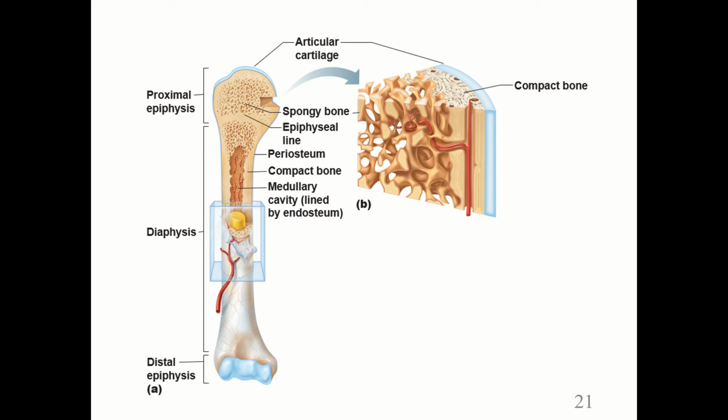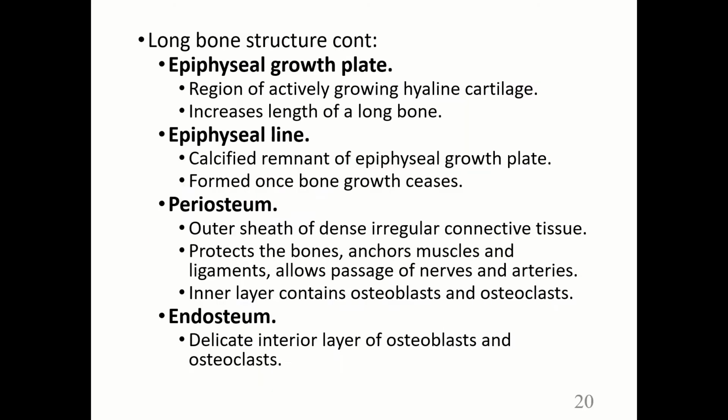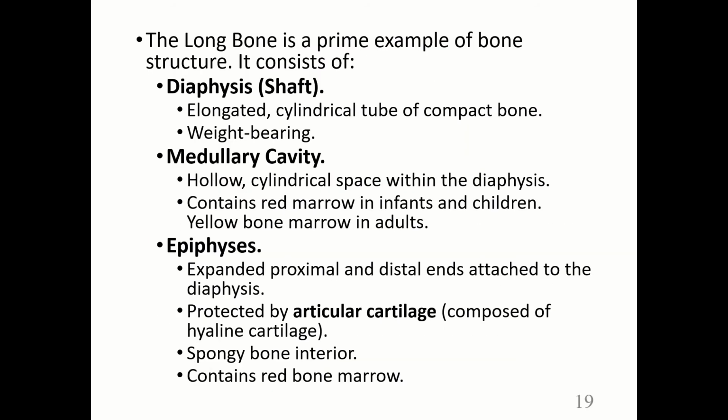Here's the illustration of all of those structures. Now let's go back and take a look at each one. The first structure is the diaphysis or shaft. This is an elongated cylindrical tube of compact bone. It is weight-bearing. The medullary cavity is the hollow cylindrical space within the diaphysis. It contains red marrow in infants and children and yellow bone marrow in adults.